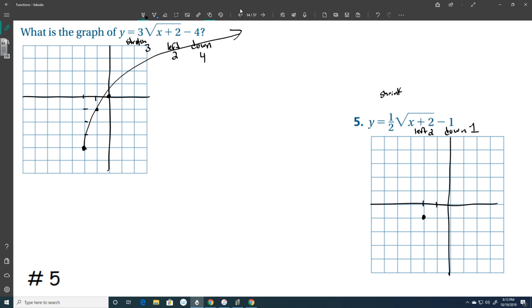Now in this case, remember the fraction. This is my up and this is my across. So this means I go up 1, but I go over 2. So this one's actually going to level out a lot faster than the one that got stretched. Okay. All right, pause the video. Try number 5 on the homework. When you're finished, go ahead and hit play and we'll move on.